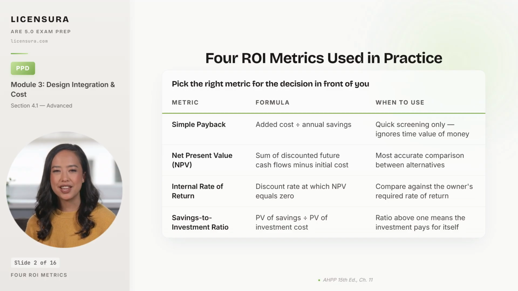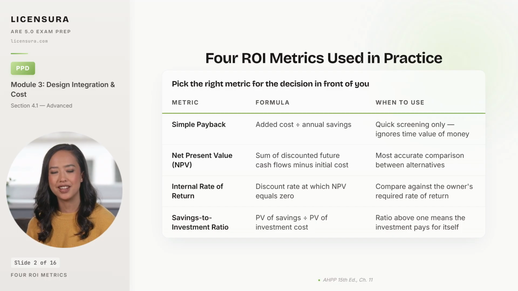on the math. Internal rate of return is the discount rate at which NPV equals 0, and you use it when the owner has a specified hurdle rate the investment must beat. Savings to investment ratio is the present value of savings divided by the present value of investment cost, and a ratio above 1.0 means the upgrade pays for itself across the analysis period. Use the wrong metric, and you can be technically correct and operationally wrong. A fast, simple payback on a short-lived system loses to a slow, simple payback on a long-lived system every time.